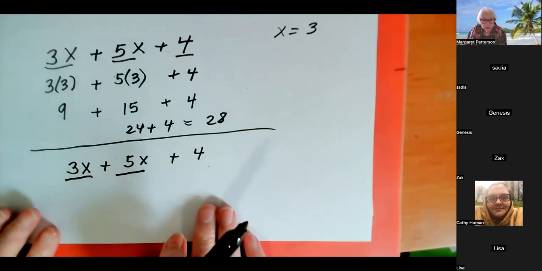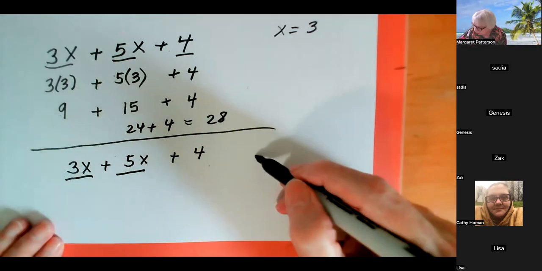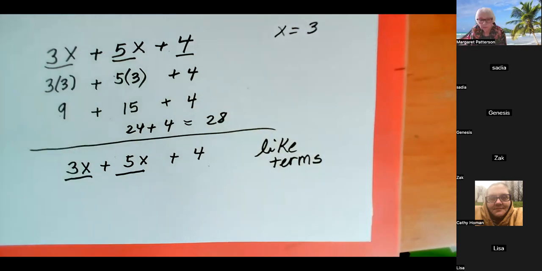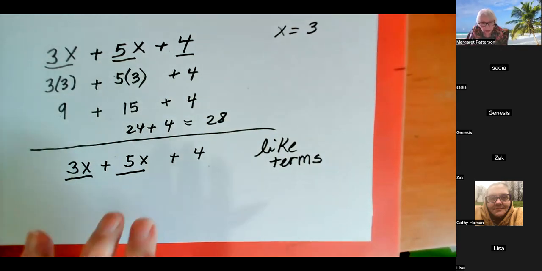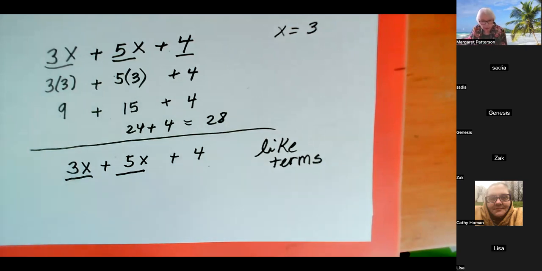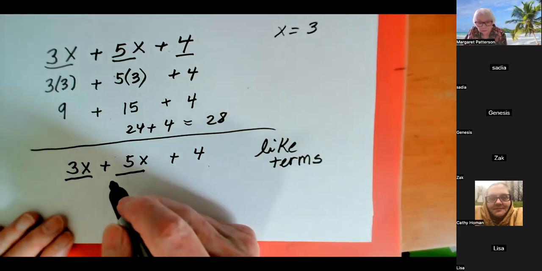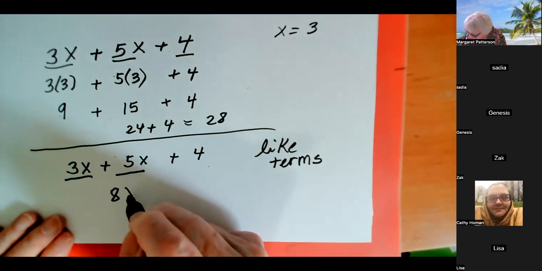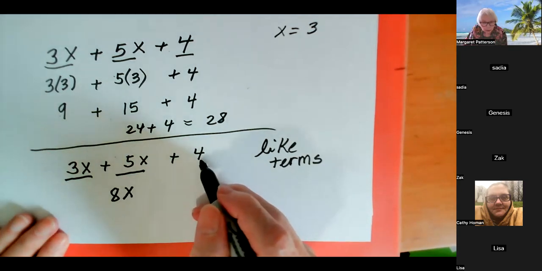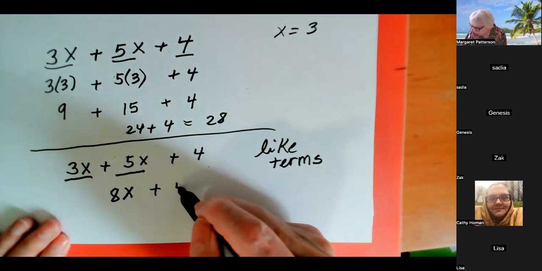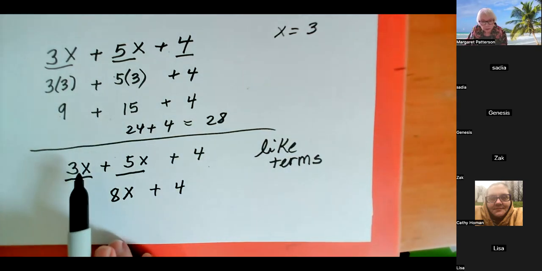These first 2 terms are considered like terms, because they're both x terms. And so they can go together. So the 3x and the 5x could go together. How many x would that be? Oh, 8x. Now the plus 4 doesn't belong. It's not part of the x's. And so you just say plus 4. So what we would do is 3x and 5x.